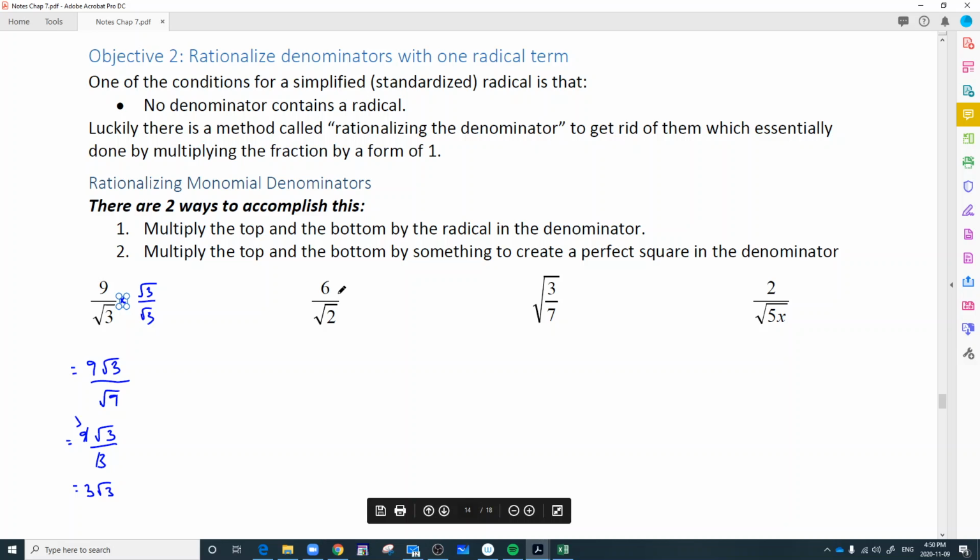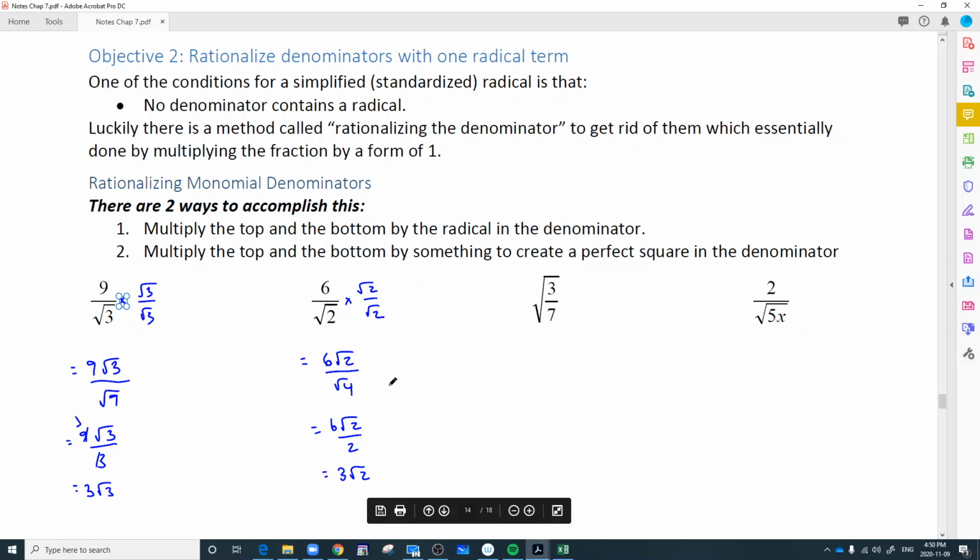Okay, next one, we've got 6 divided by root 2. Again, what's wrong with this is that we have a radical in the denominator. So we're going to multiply the top and the bottom by the radical in the denominator. It's the easiest way to go, because if you multiply something by itself, you end up with a perfect square. So you're going to multiply by root 2 over root 2. On the top, you're going to have 6 times root 2. On the bottom, root 2 times root 2 is root 4. And then you end up with 6 times root 2 divided by 2. Now you can simplify. 6 divided by 2 is 3 root 2.